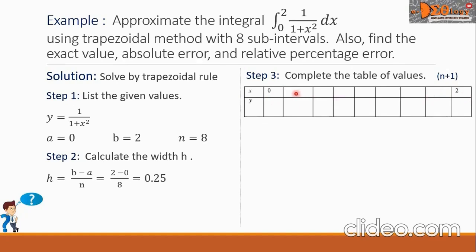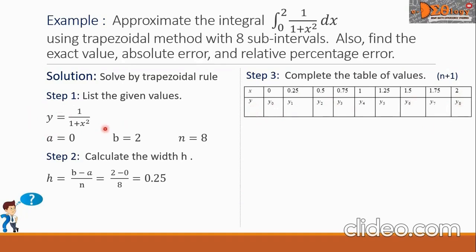The next blank here is equal to 0 plus the value of h, which is 0.25. Next value, 0.25 plus the h, which is 0.5. 0.5 plus the h, 0.75. So that pattern will continue up to the last value. Now, for the y values. We regard the first one to be y sub 0, y sub 1, up to y sub 8. Let us now find the values of y.